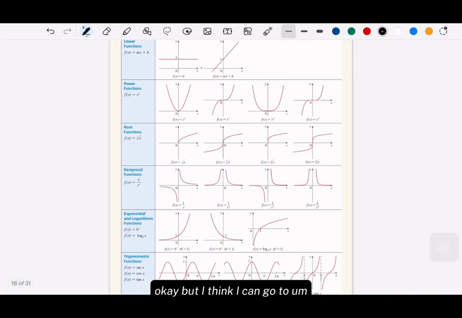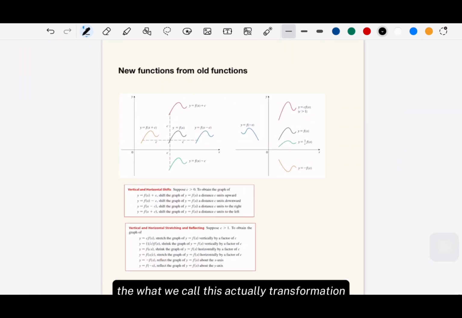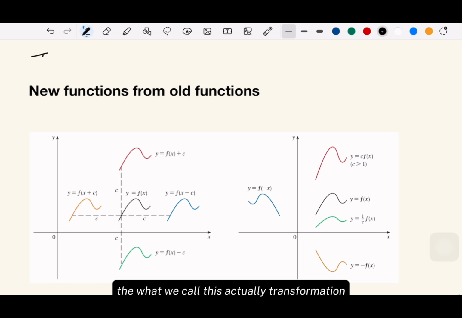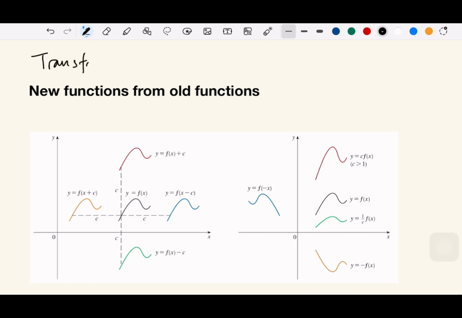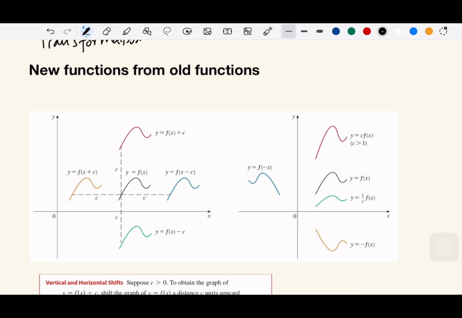But I think I can go to what we actually call transformation. Okay, now this is important. So if you see the black one here, the black curve. Is it too small? You can see, right? So you see the middle part here. That will be the original function.